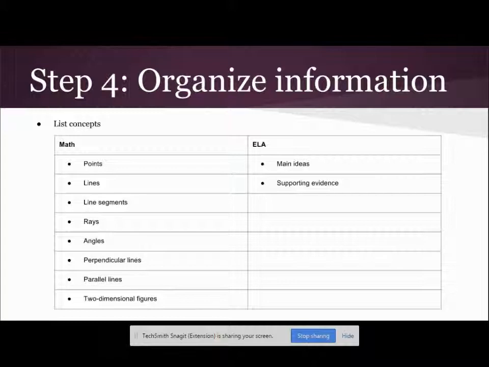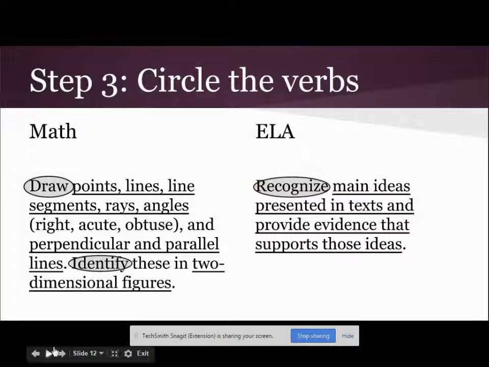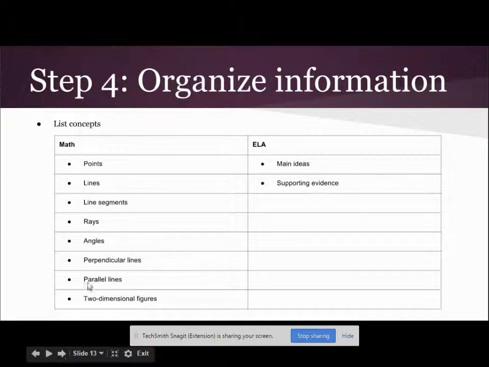When you are organizing the information, the first thing you're going to be doing is listing the concepts in a bulleted fashion. So for example, when I go back to the slide and I see all of my underlying concepts, I want to break those down into bullet points. So I have points, lines, line segments, rays, angles. When I list these, I have a bulleted list of all of the concepts. These are the nouns, noun phrases that I underlined from the standard.